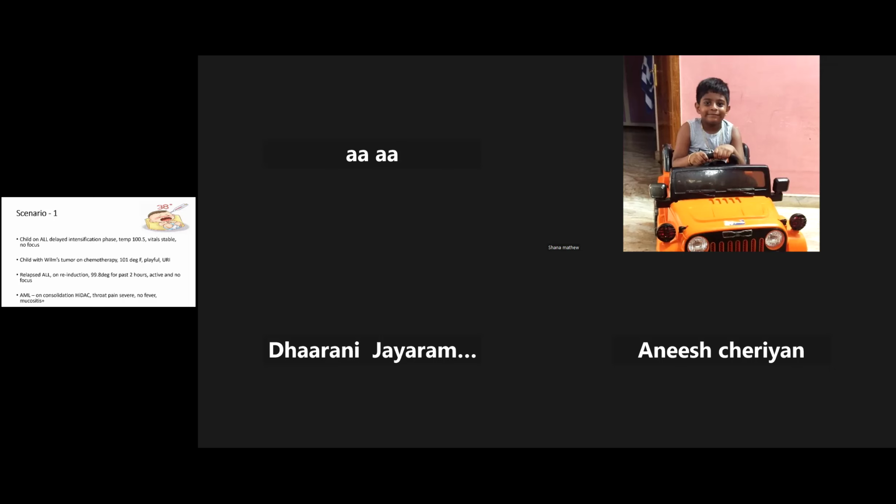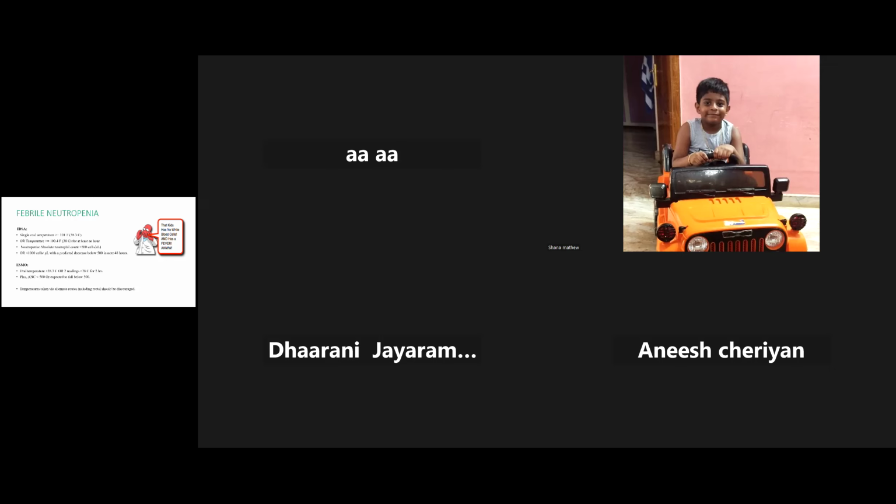Another case of AML on consolidation, high dose cytarabine therapy, who has severe throat pain, no fever, and he has a grade 1 mucositis. So are all the temperature increases indicative of febrile neutropenia? No. So what is the definition for febrile neutropenia? IDSA guideline says a single oral temperature of more than 101 degree Fahrenheit or a temperature of 100.4 degree Fahrenheit for at least an hour.